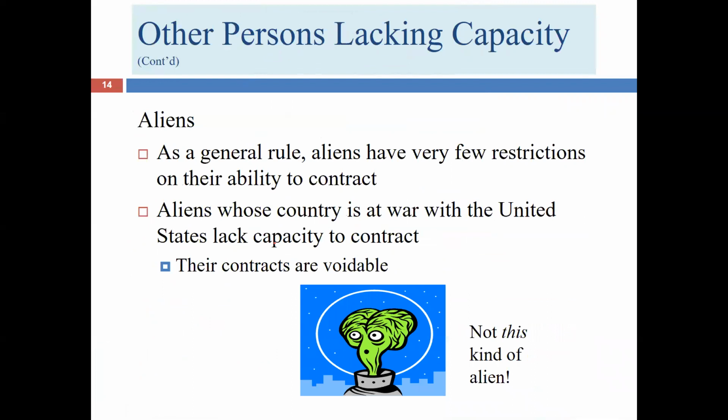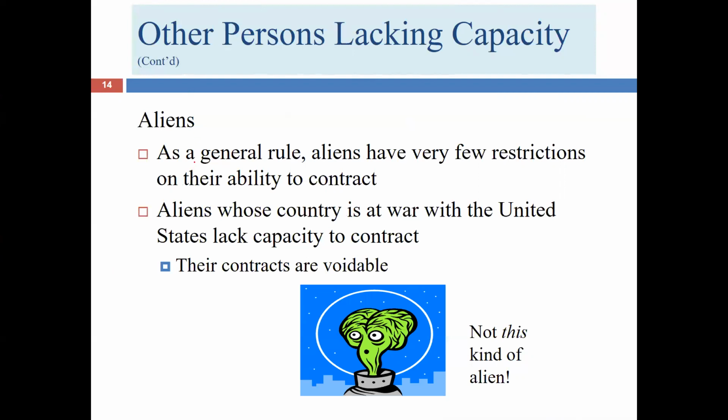Okay, so as a general rule, aliens, whether they are here with the correct documentation or not, have very few restrictions to their ability to contract. They can contract. The one exception is that when an alien is from a country that is at war with the United States, they do lack the ability to contract, but their contracts are simply voidable. So we're not talking about ET here, we're talking about aliens, human beings from other countries.